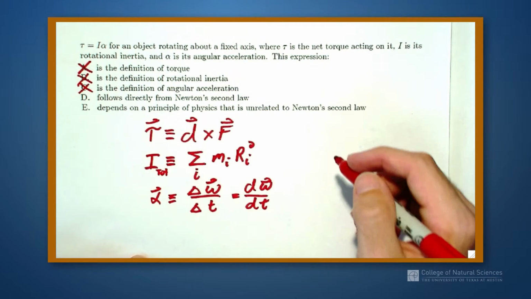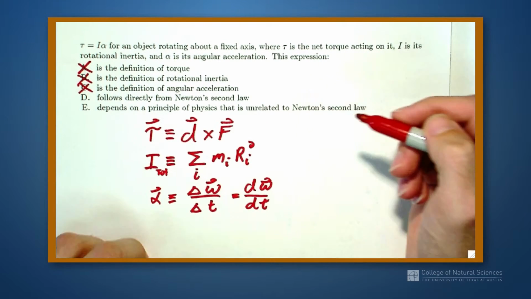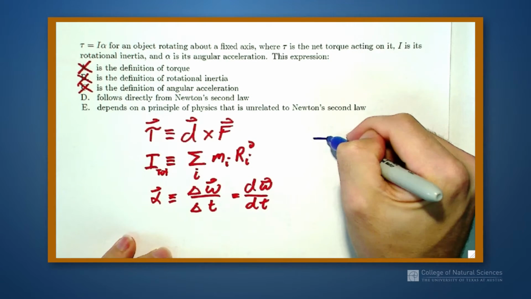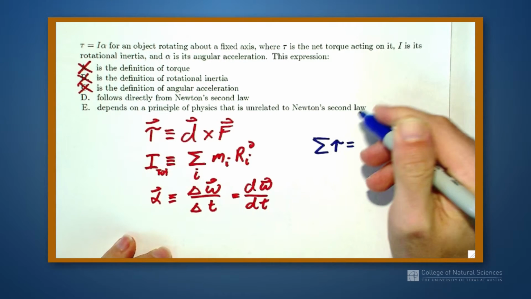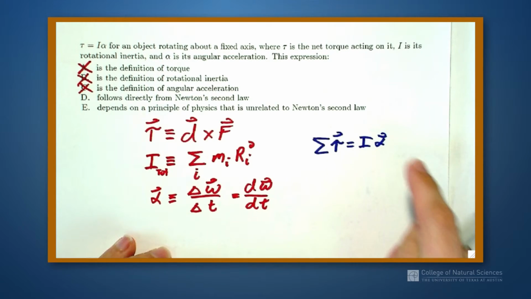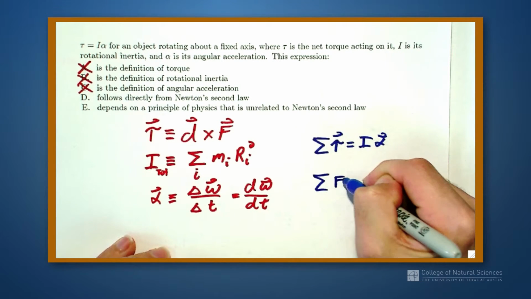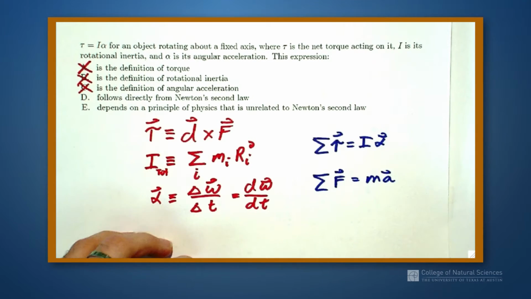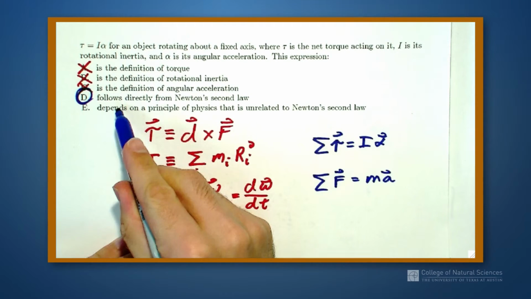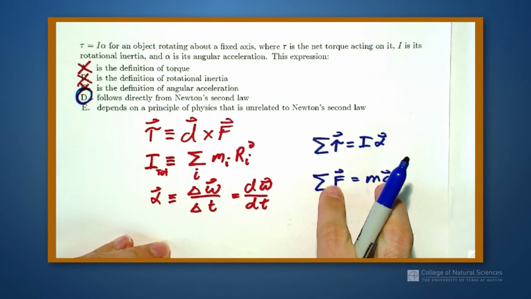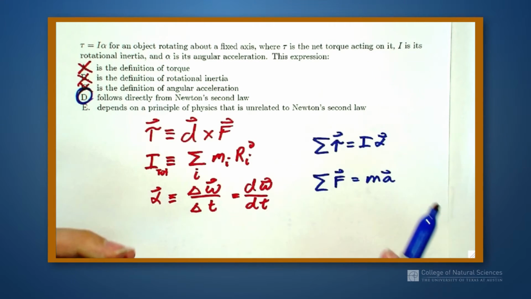Well, I know that this equation, I actually prefer a different form for this one. I prefer to write it as sigma tau is equal to I alpha. My net torque, I add up all my torques, it gives me I alpha. Well, this looks really similar to ma. F equals ma. So the correct answer is D. It follows directly from Newton's second law. We can use these values to figure out how each part of our solid body is rotating.